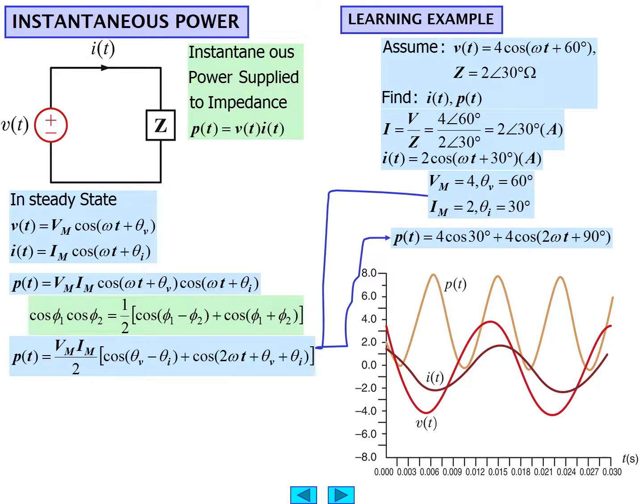We can plot that function p(t) along with v(t) and i(t), and this is what it would look like. So notice that the instantaneous power does have a constant term. There's an average value which we can evaluate, but we can see analytically it's 4 cosine 30 degrees. And then we have another component. Notice that the sinusoid that represents p(t) is at twice the frequency of either i(t) or v(t).